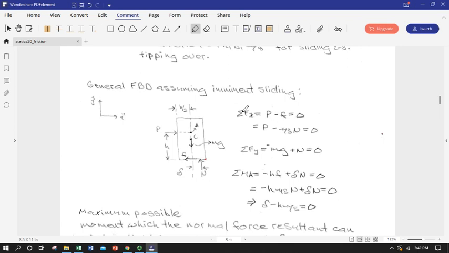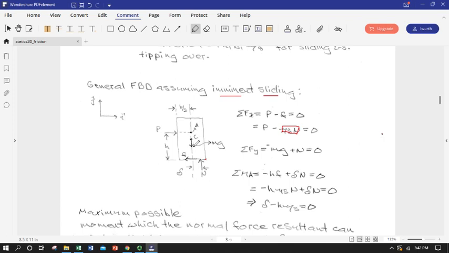So great, I can use this FBD and write equations of equilibrium. I'm going to start with the sum of the forces in the x. I've got P in the positive direction, and I've got F in the negative. So P minus F. I'm going to assume at this point imminent sliding, so I can replace F with mu sub s times N, and now I have a relationship between P, mu sub s, and N up here. So I'm going to turn my attention to the sum of the forces in the y.